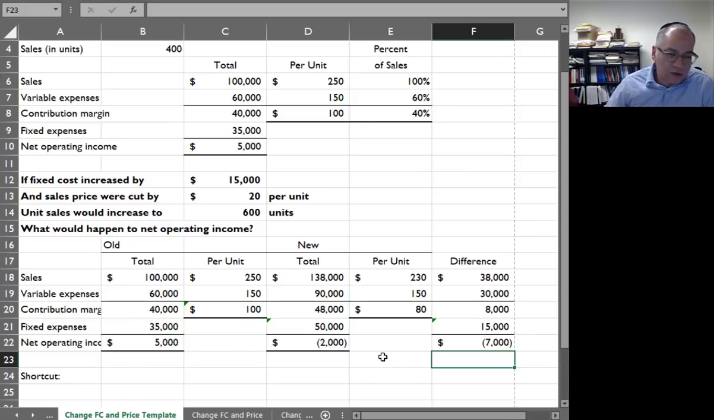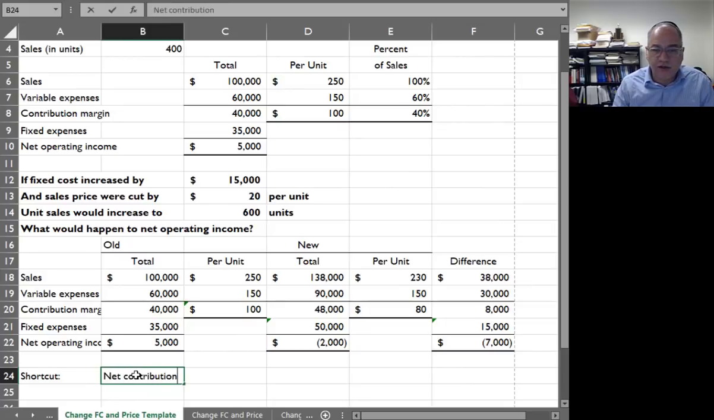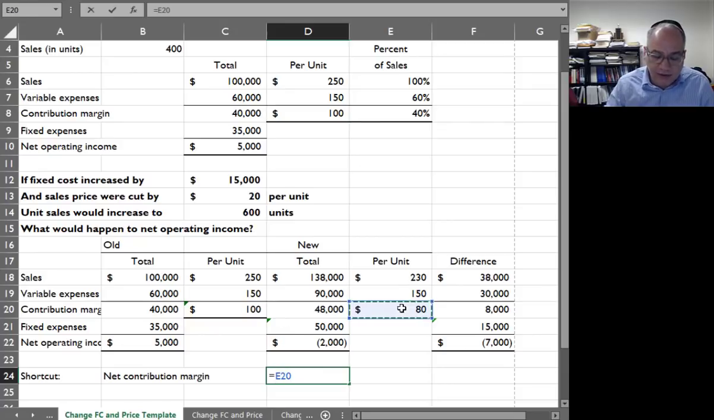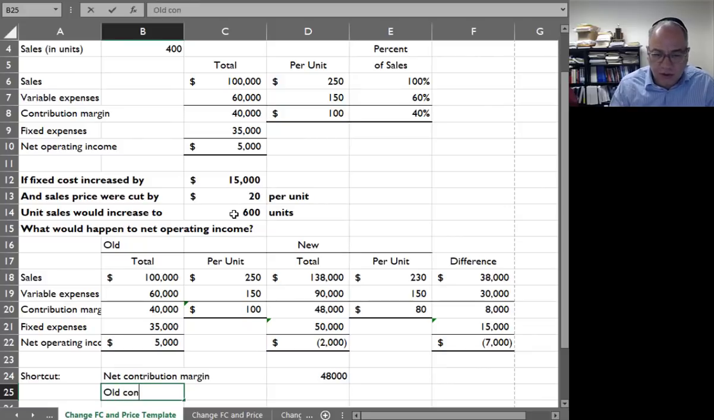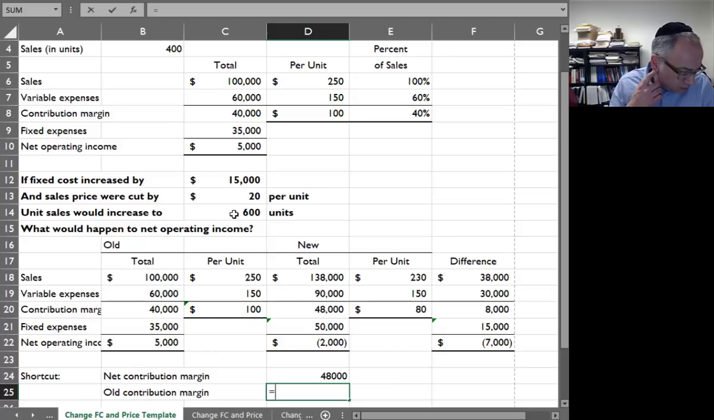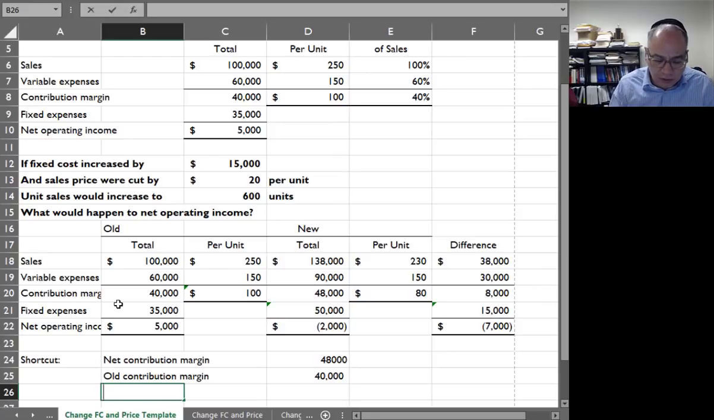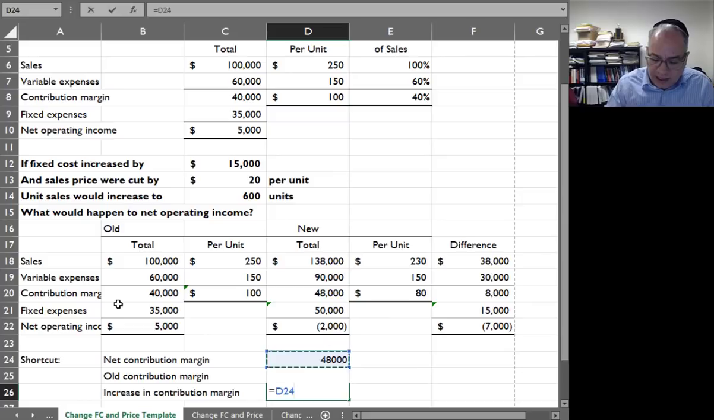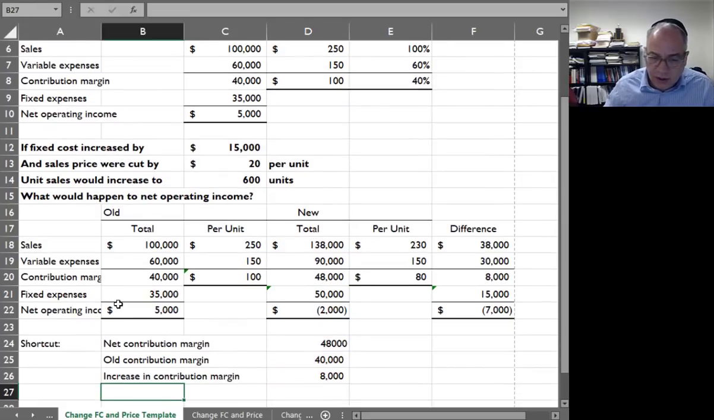And again, what we could do here is we could do a shortcut. There's lots of different ways you could do this. One is calculate the new contribution margin. The new contribution margin would be $80 a unit times 600 units, or 48,000. The old contribution margin was 40,000. So the increase in contribution margin would be $8,000.